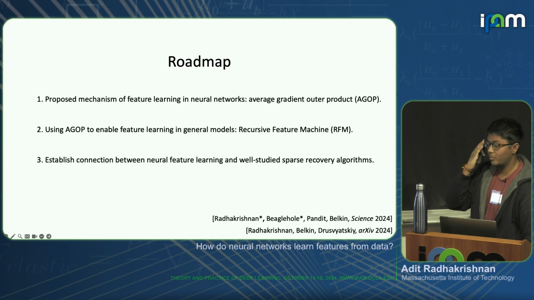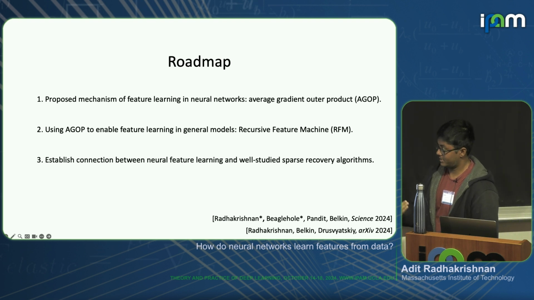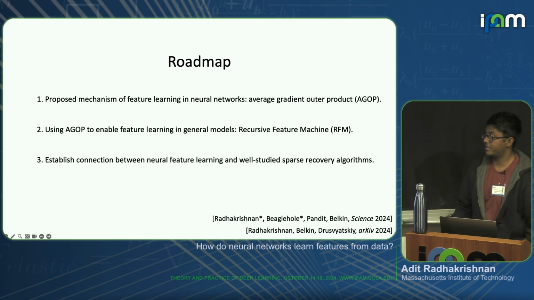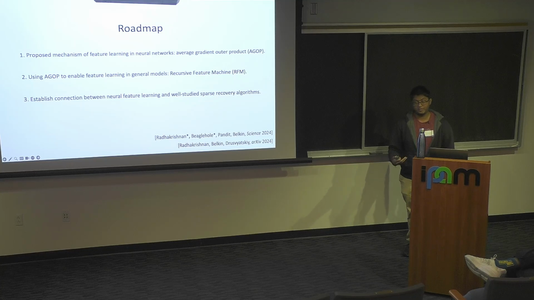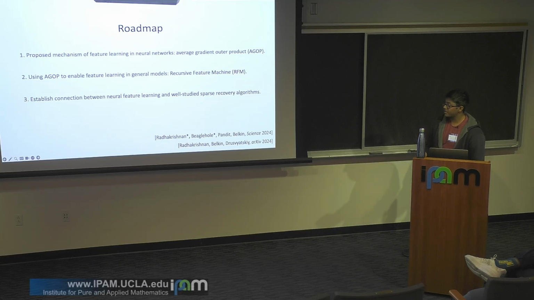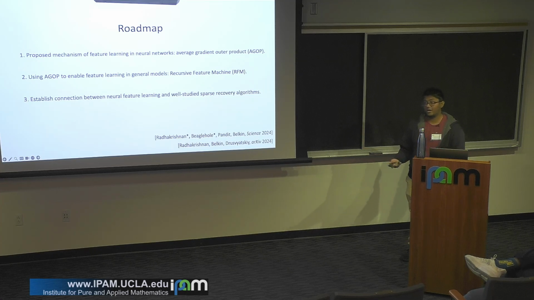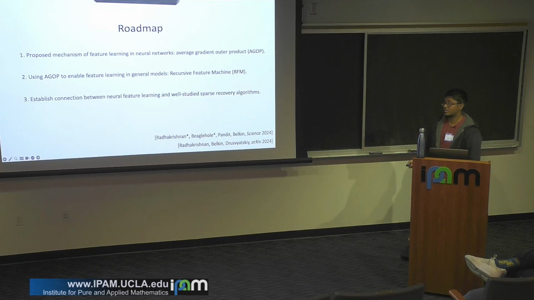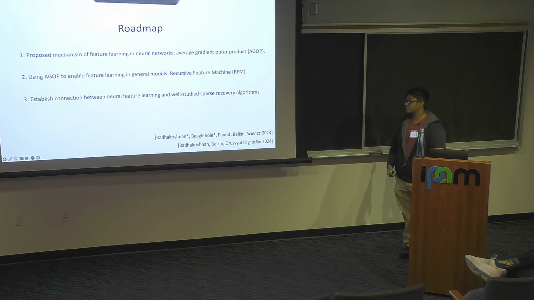And this is through an algorithm we call the Recursive Feature Machine. And then lastly, we're going to show that there is an explicit connection between neural feature learning and well-studied sparse recovery or matrix factorization algorithms. And in fact, that RFM is shedding light on some of the phenomena that we observe in deep networks today. And this is broadly covering two recent papers.